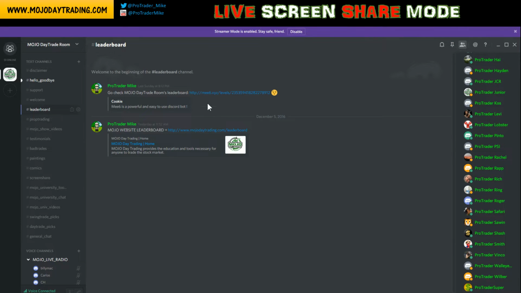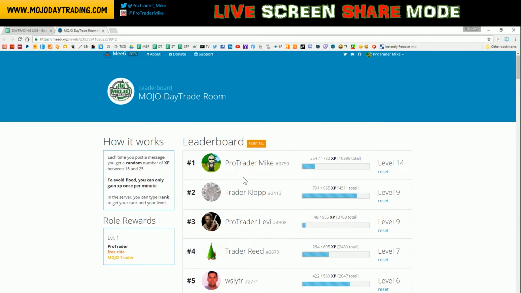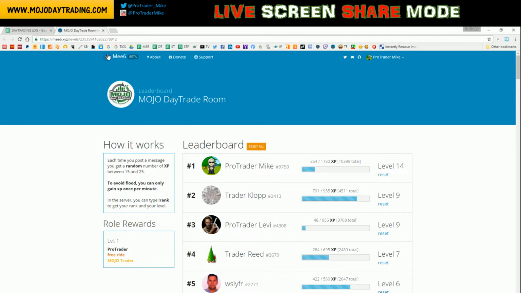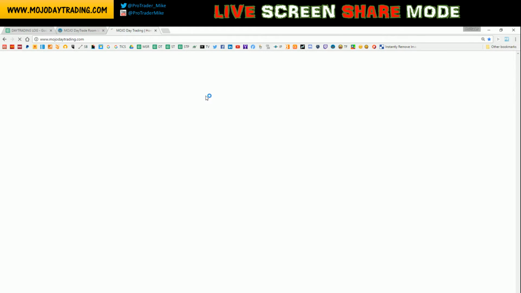Then we have the leaderboard. The leaderboard is pretty cool. The leaderboard works like this. Each time you do a post in the room, you get a random number of XP points. Between 15 and 25. And to avoid a flood, you can only gain an XP point once per minute. And we rank them right here, all the traders. And what we're doing is, on the MOJO website, we have a leaderboard.